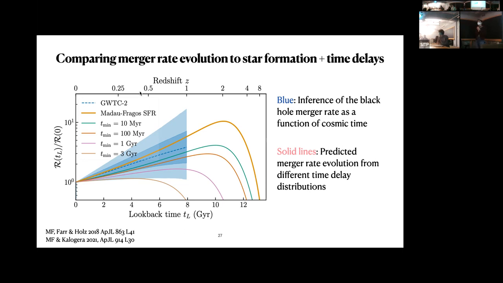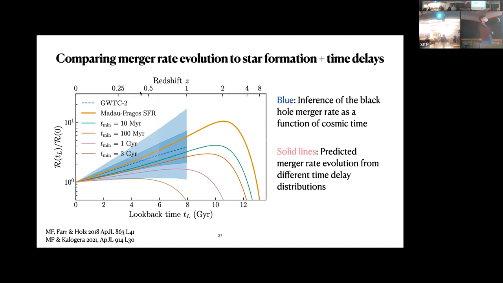There's a universe between the distance distribution and mass distribution. Yeah, it's a combination of the two parameters. Yeah, there's definitely a degeneracy between them.